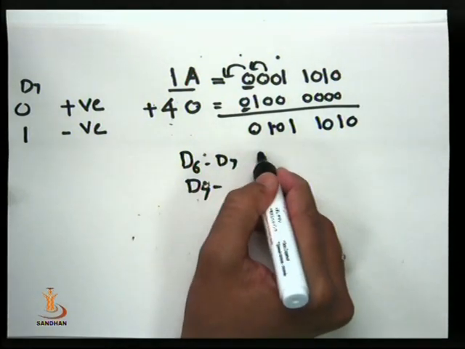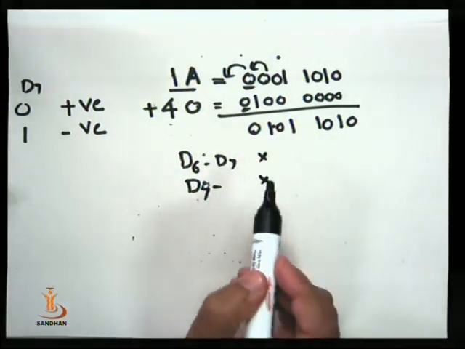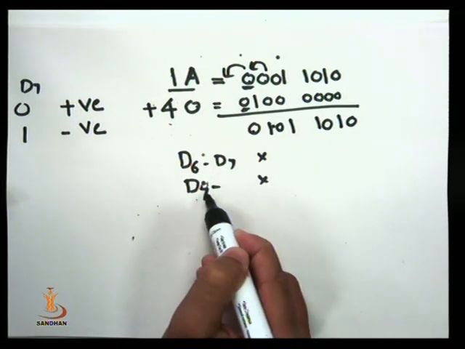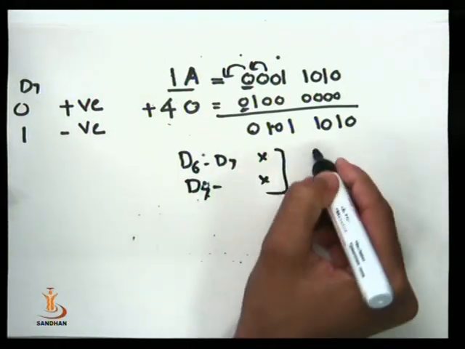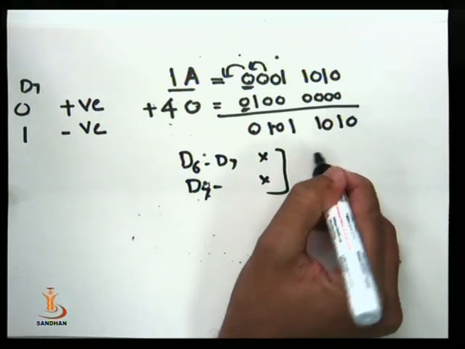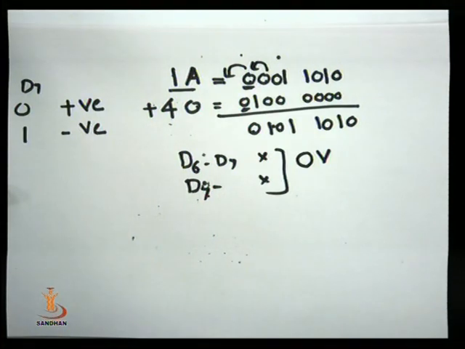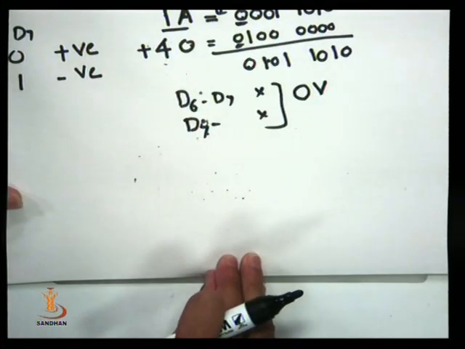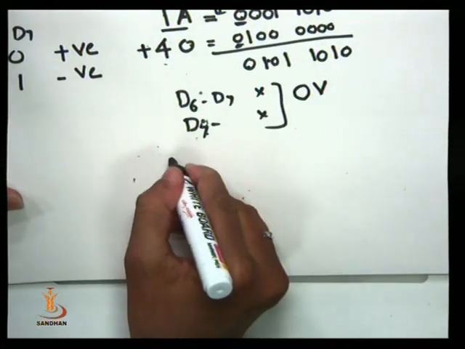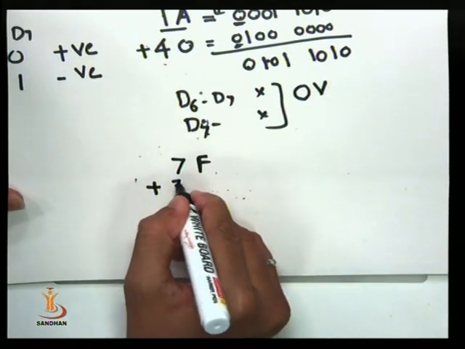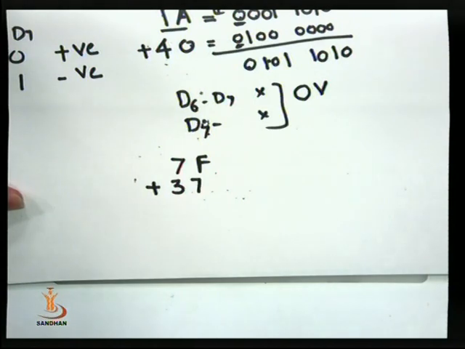If this condition is satisfied, again I am repeating, no carry from D6 to D7 and no carry out from D7, then your addition is okay and no overflow is generated. Let me take another example where overflow is generated. Suppose my example is 7F plus 37.